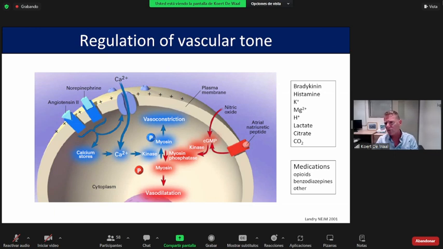However, on the right, I've also shown that there are other potent vasodilators: bradykinin, histamine, potassium, H+, lactate, citrate, and CO2. And of course, our medications will have an effect on our vascular tone through either of these mechanisms.